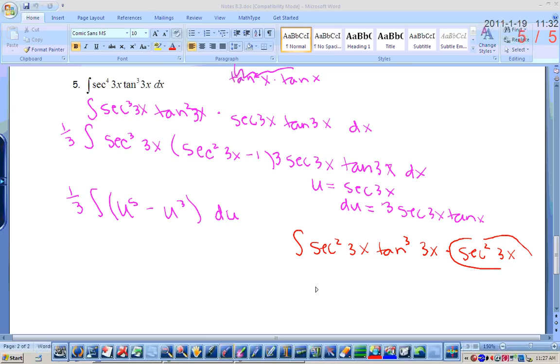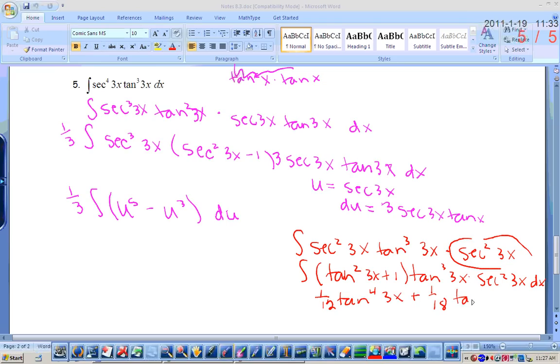Yes. So the next step would be that secant squared is tan squared plus 1, right? Then times the tan cubed, and then times secant squared 3x dx. The second way, the final answer is 1/12 tan to the 4th 3x plus 1/18 tan to the 6th 3x plus c. And I do not actually have the right answer for this one. I mean, we could get there pretty quickly.